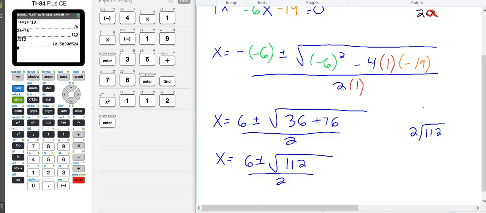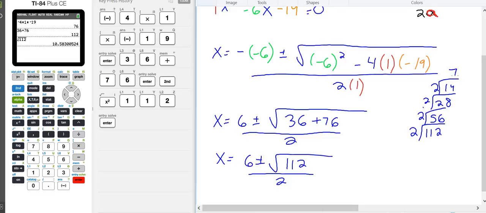112 divided by 2 is 56. We need to divide 56 by the smallest number that goes into it that's not 1, and that's 2. 56 divided by 2 is 28. We need to find the smallest number that goes into 28 that's not 1, and that would be 2. 28 divided by 2 is 14. We need the smallest number that goes into 14 that's not 1. That's 2. 14 divided by 2 is 7.